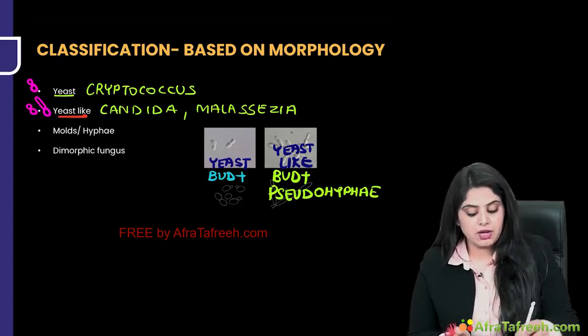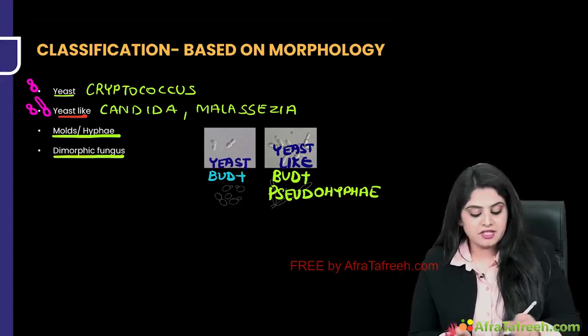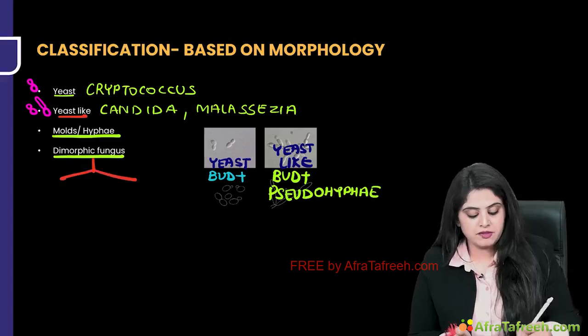Then we come to the true hyphae. The true hyphae become all the others that are molds. And finally, we have the dimorphic fungus. What is a dimorphic fungus? The one that can exist in the yeast form as well as the hyphae or the mold forms.